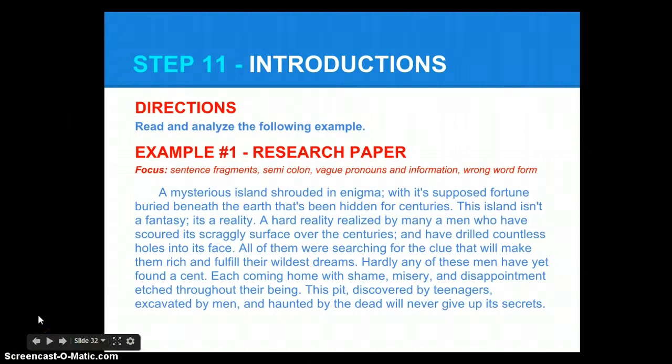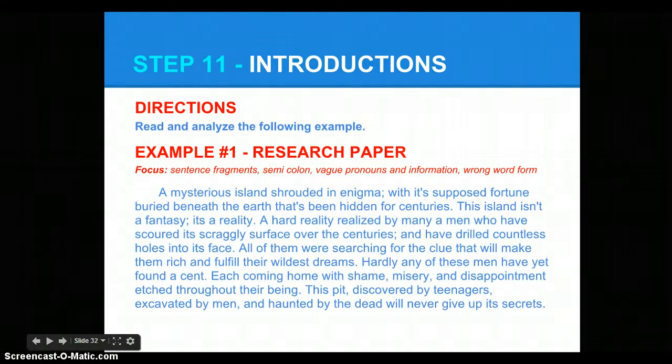Okay, so here's another example. A mysterious island shrouded in enigma, with its supposed fortune buried beneath the earth that's been hidden for centuries. This island isn't a fantasy, it's a reality. So here's your attention grabber right up here. So they're talking about a mysterious island, and this is really great.